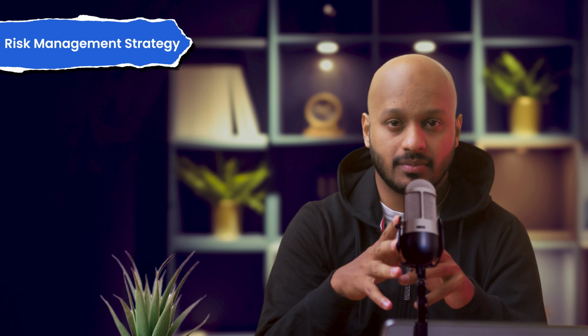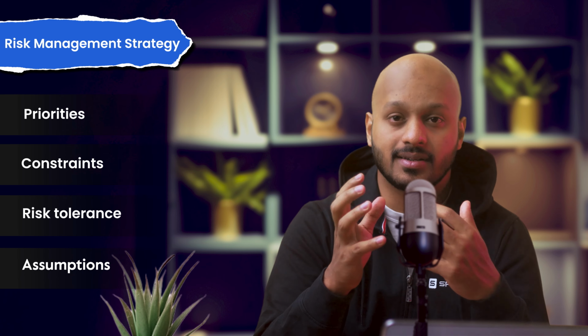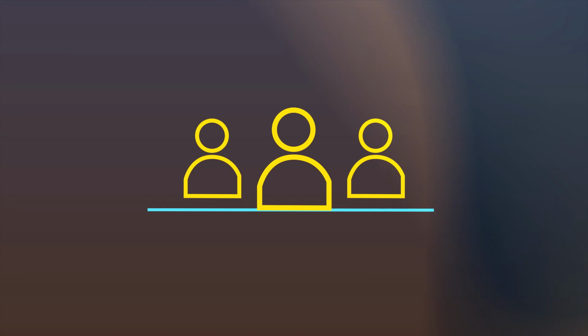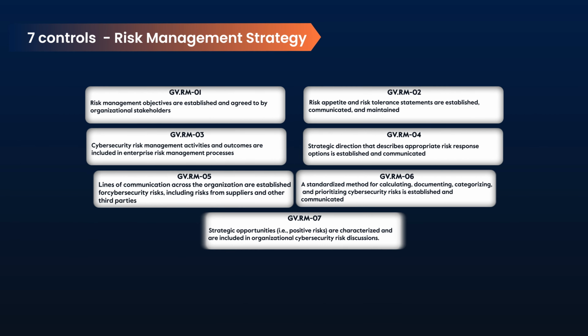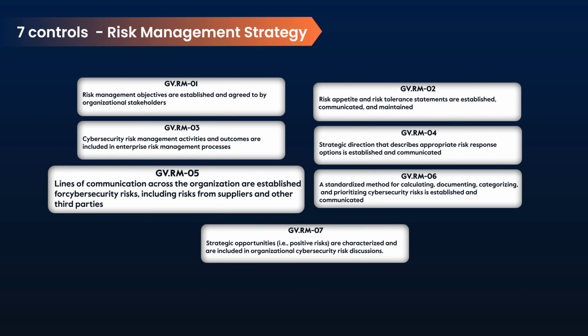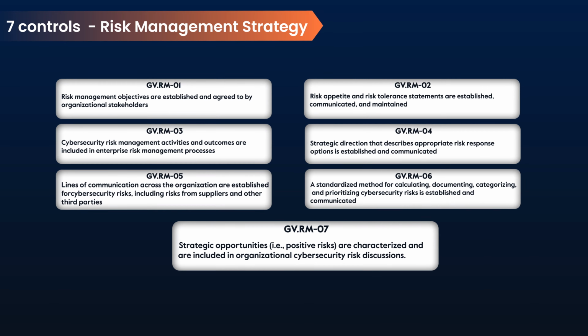The second category is the risk management strategy. Risk management strategy details your organization's priorities, constraints, risk tolerance, and assumptions. You also need to make sure that all of these details are communicated to the people that need to know, and that this information is used to support critical operational risk decisions. Risk management strategy has a total of 7 controls under it, including establishing lines of communication across the organization for cybersecurity risks and identifying strategic opportunities, also known as positive risks.